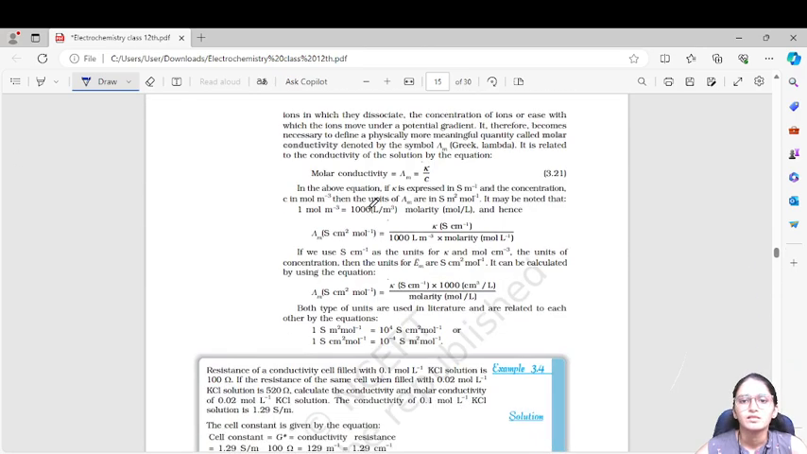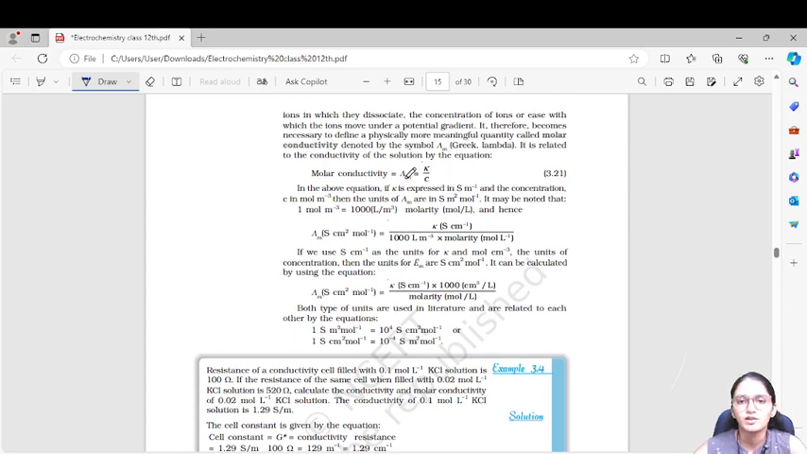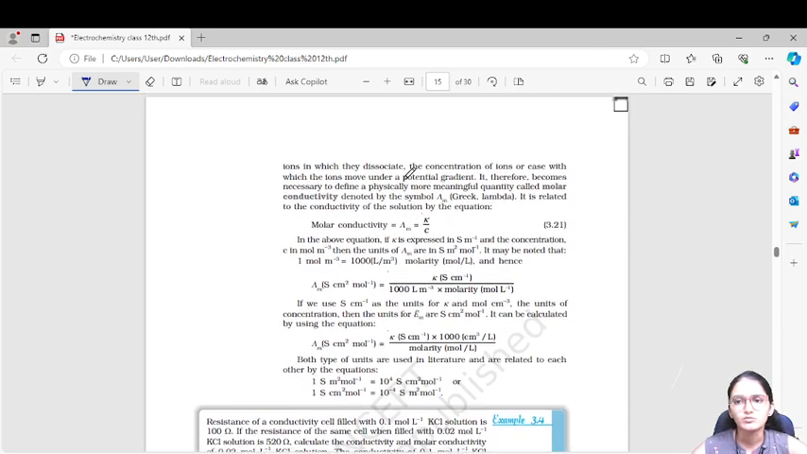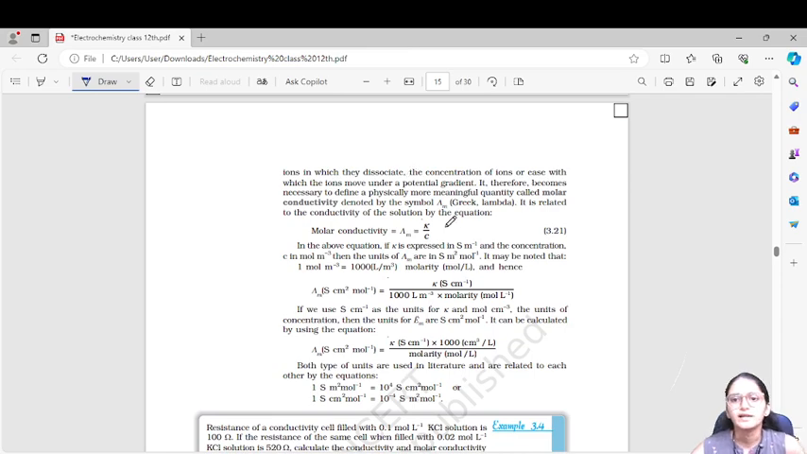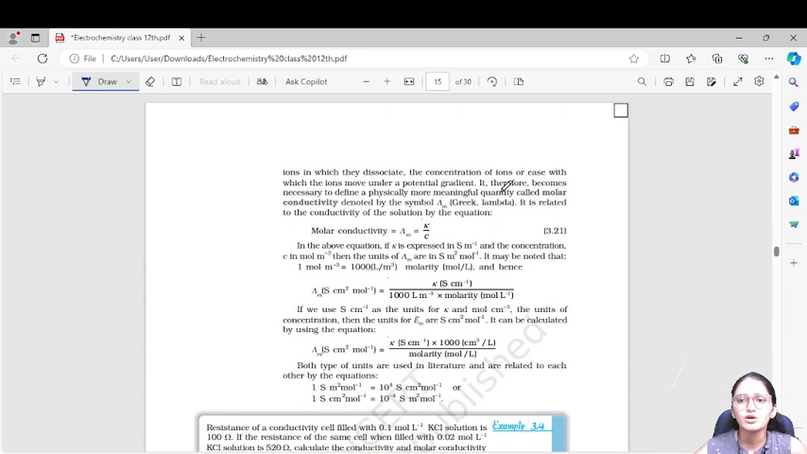Okay, now we will see the variation of molar conductivity. First of all, the formula of molar conductivity. Now what is molar conductivity? Molar conductivity is in terms of a particular molar concentration. Normal conductivity is anything that we take, but the concentration of ions or ease with which ions move under potential gradient makes it necessary to define a physically meaningful quantity called molar conductivity. So molar conductivity depends on the concentration.